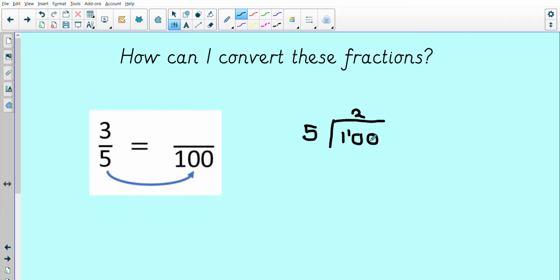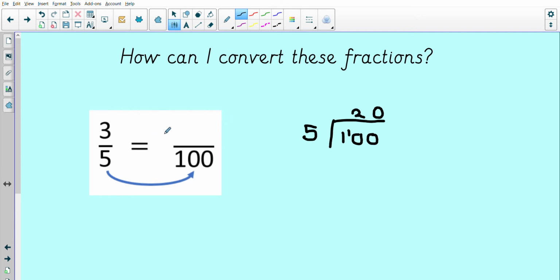Does 5 go into 0? No. So 5 times 20 is 100. 100 divided by 5 is 20, and if I did 100 divided by 20, it would be 5. Remember, these numbers are always linked.